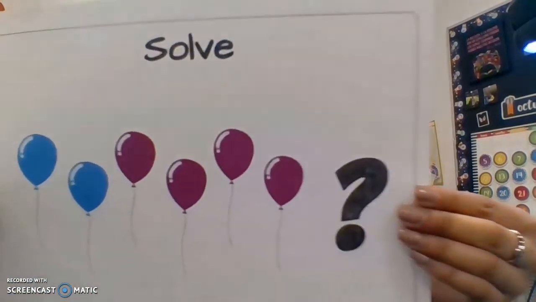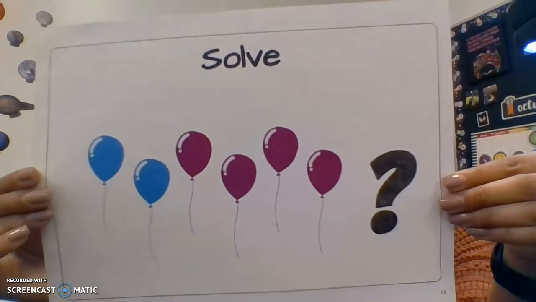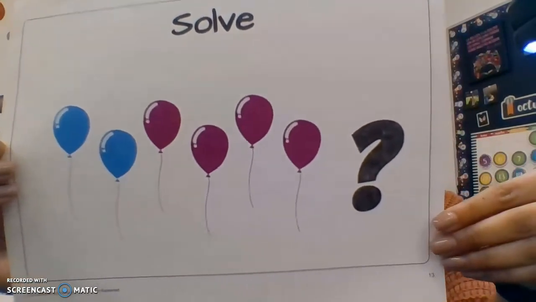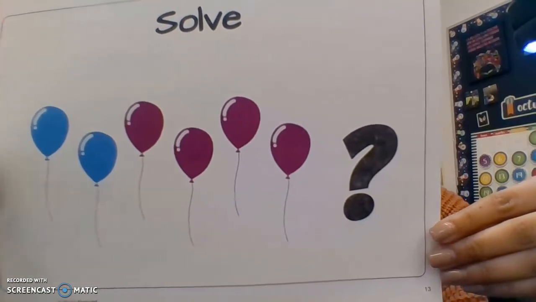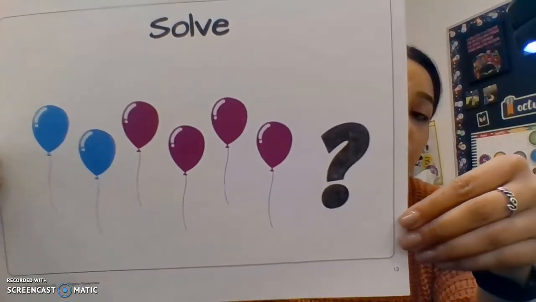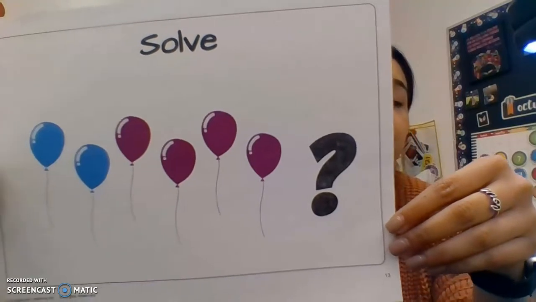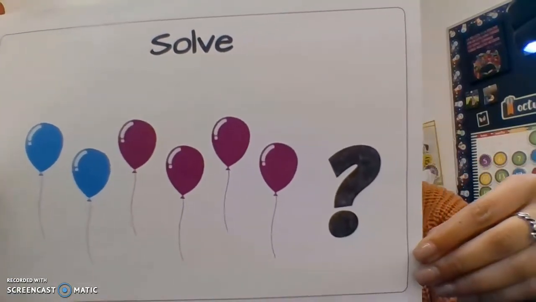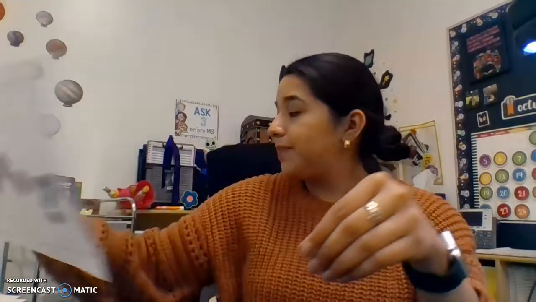Next we have solve. When we have an equation, a number sentence, or a math problem, we always want to solve it. We are trying to find the difference or the sum. We want to solve it to find the total.